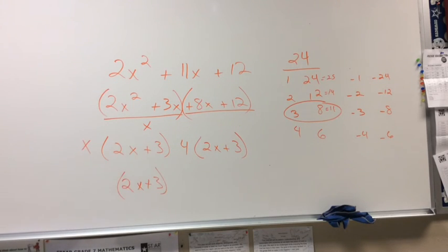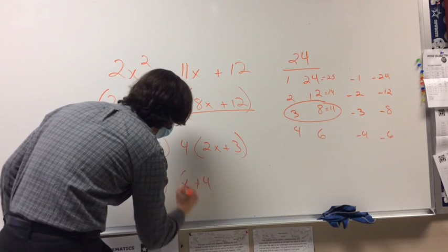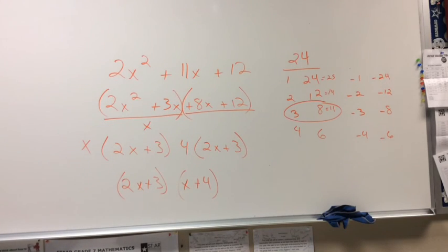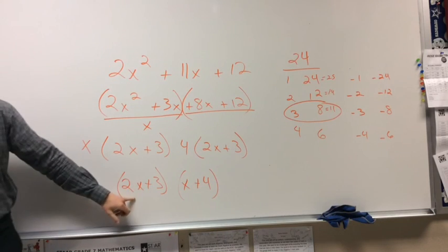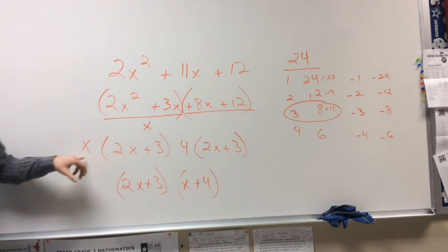Anybody want to guess what the other answer is going to be? Nope, not 2x plus 3. 2x minus 3? Nope, good guess, Clea. Connor? 4x squared? Very close. So I got this one answer because these two both checked out, and this other answer is what I factored by, the x and the 4.